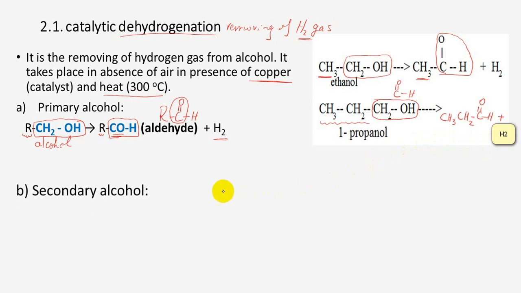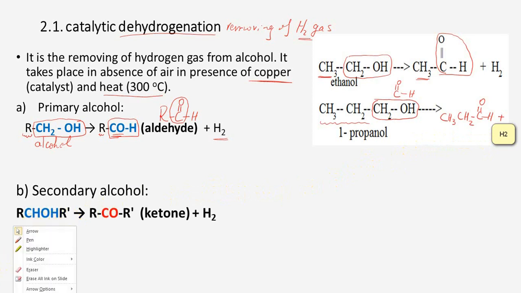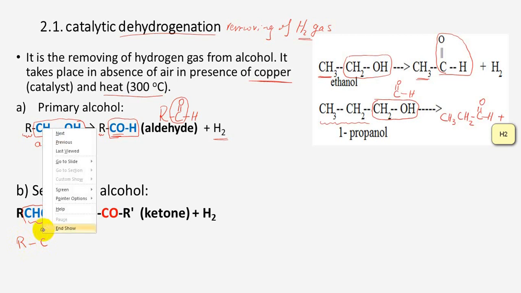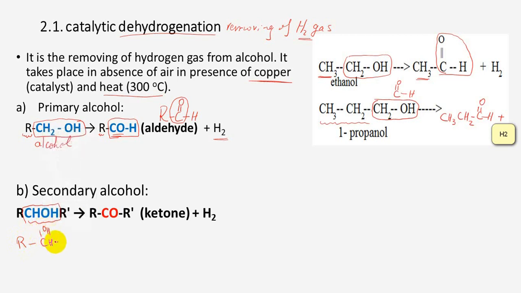Okay, for secondary alcohol, as we know, the OH group or the functional group is inside the carbon chain. We have R, CH, OH. This is a secondary alcohol. When it undergoes a dehydrogenation reaction, it is changed into a ketone. This is the general formula.